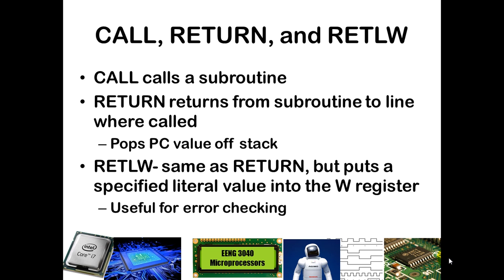RETLW is just like a return, but it does one more thing. When it goes back, it puts a specific value into the W register. So this is good for error checking. What you could do is have several RETLW statements embedded within the subroutine, and depending upon which one gets called, that tells you what might have happened in the subroutine. So you could go through a subroutine checking to see if a particular port is high or low. If it's high, you might return one value, and if it's low, you might return another value. So you could return a 1 or a 0, or you could return 7 and 15, whatever it happens to be. You could return with the value from an analog to digital conversion in W. It's really whatever you choose to put into W to indicate the result of that subroutine.